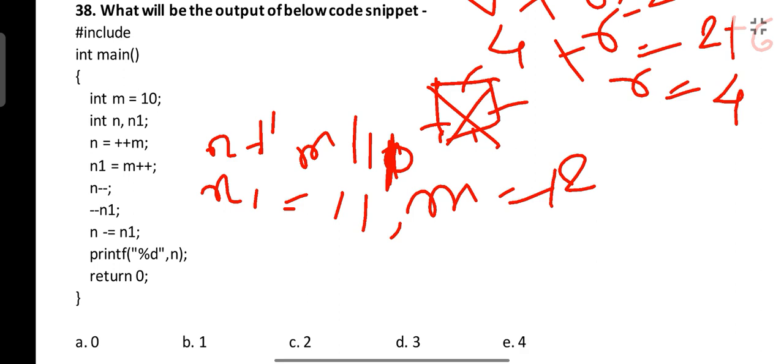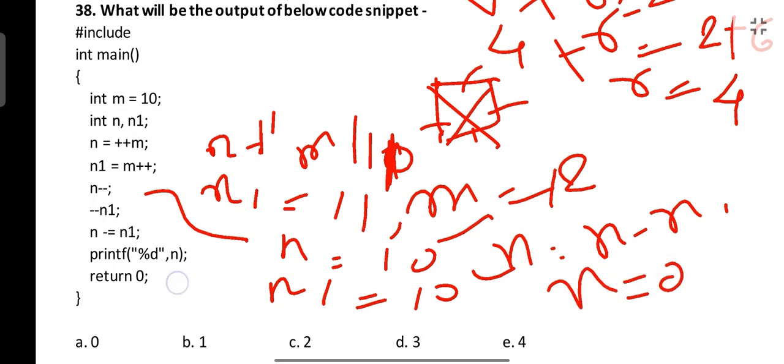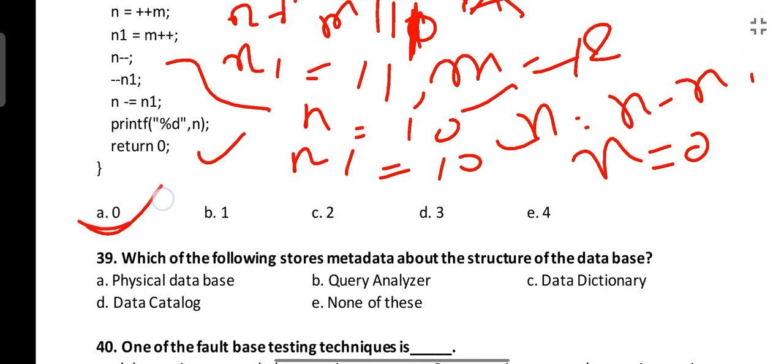Then N--. So N was 11. Now here N will become 10. Then --N1. Here N1 was 11. So here N1 will also become 10. N -= 1 means N is equal to N minus N1. So when N is equal to N minus N1, N was 10, N1 was also 10, then N will become 0 here. And we have to print N. So the answer will be 0. A is the correct answer here.